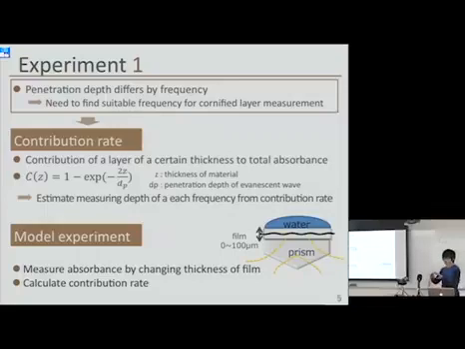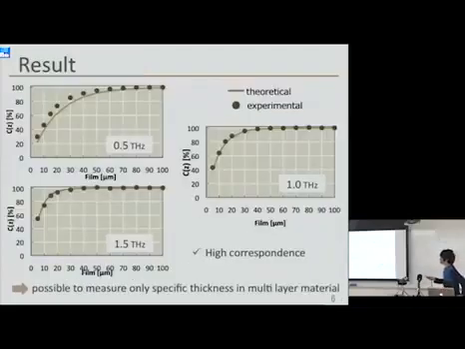So I conducted a model experiment. I put the film on the prism and measured absorbance by changing the thickness of the film from 0 to 100 micrometers, and I put water on the film. Then I made a layer structure. From the result of absorbance, I calculated the contribution rate. This is the result. The line is the theoretical data calculated by the theoretical equation, and the dots are the experimental data from this model experiment.